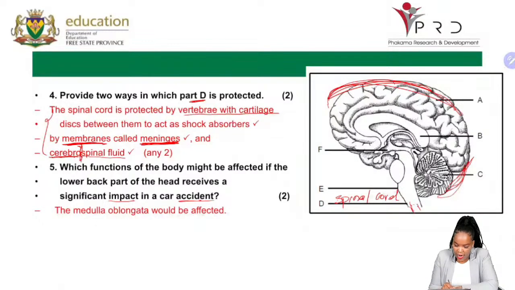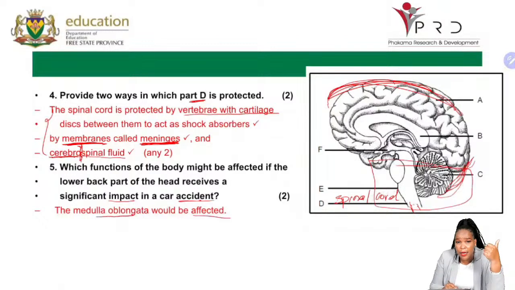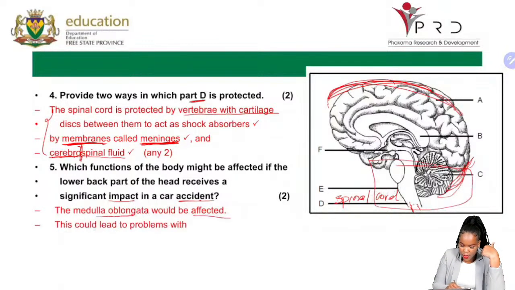So the medulla oblongata will be affected because this is the lower part. So we can just say the lower part is all of this. So the medulla oblongata will be affected. And remember what the medulla oblongata is responsible for. Once the medulla oblongata is affected, what is going to happen? This could lead to problems with breathing, number 1. The person might face challenges with breathing because the medulla oblongata is responsible for breathing.